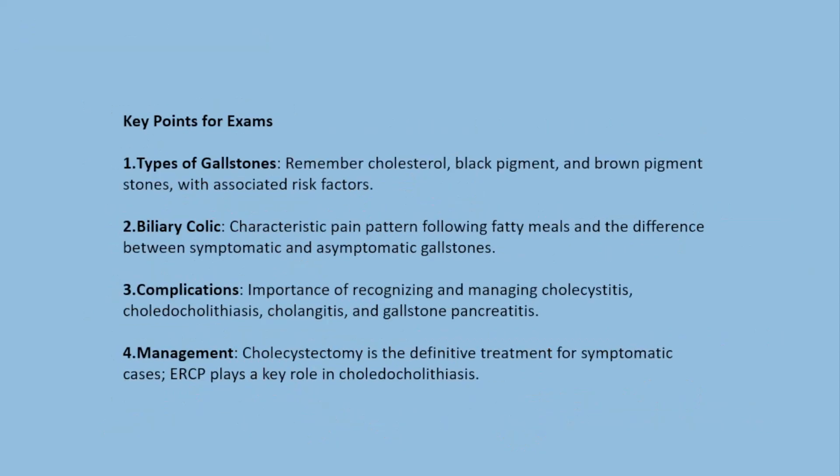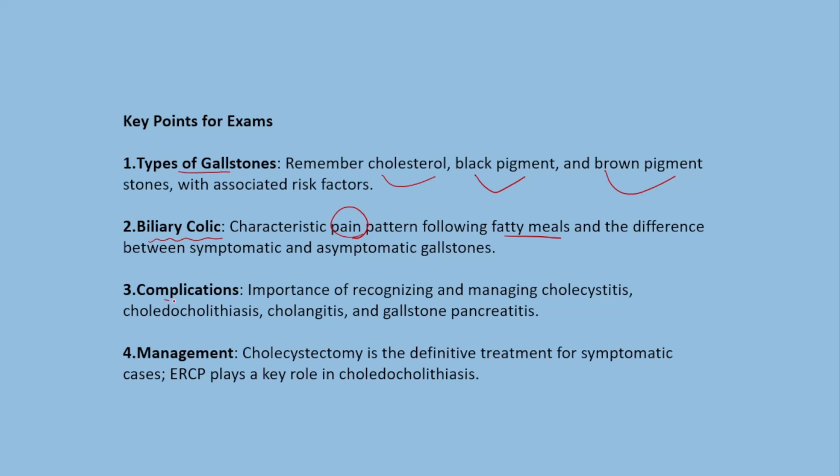Now, what are the recaps? First of all, know the types of gallstones for your board examination. Remember that we have three main types of gallstones. We have cholesterol gallstones, the yellow stones, we have black pigmented stones, and also we have brown pigmented stones, and also know the associated risk factor for every single one of these stones. Also, another point about this disease is that the patient is going to have biliary colic. This is a characteristic pain pattern, and it usually comes after a fatty meal. And also note the difference between symptomatic and asymptomatic gallstone, and also the managements.